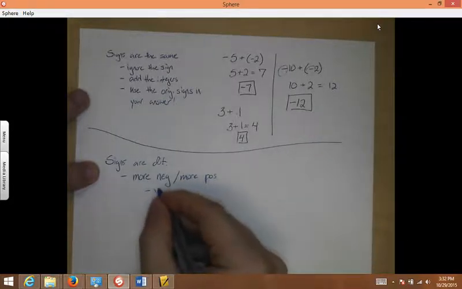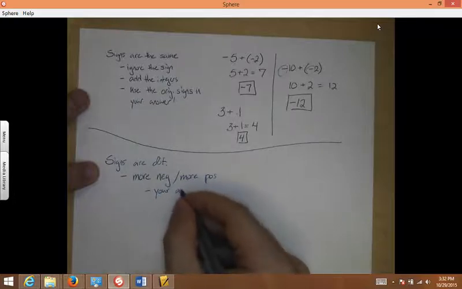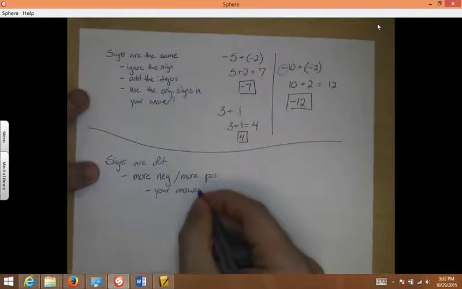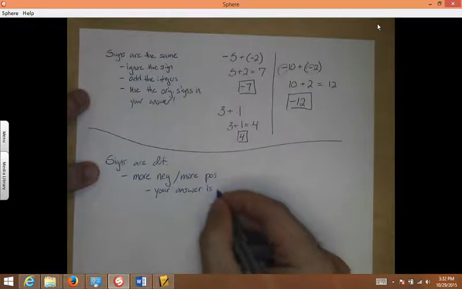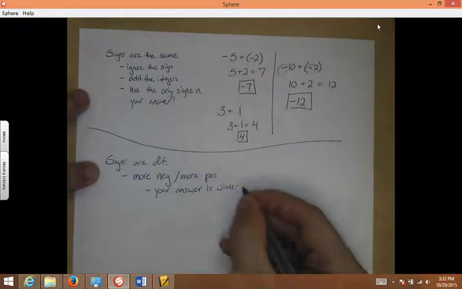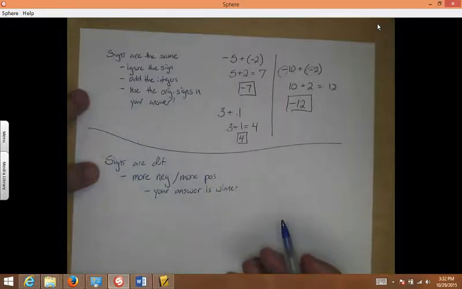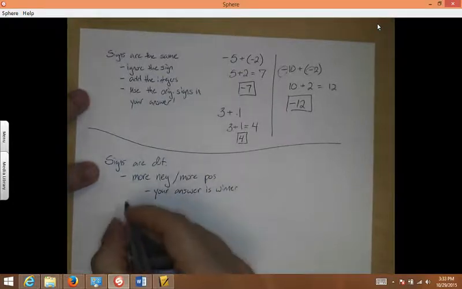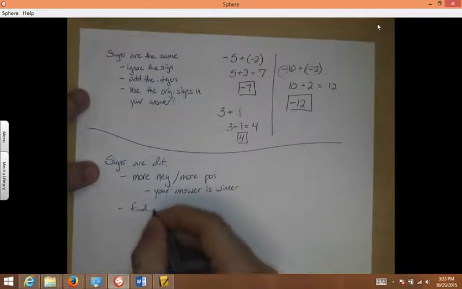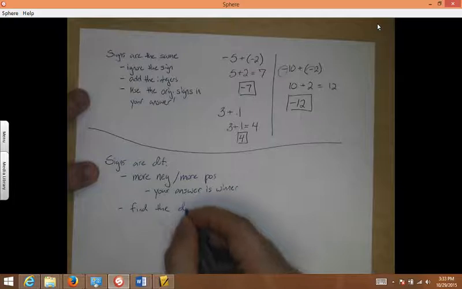So, think of it like a battle, and your answer is the winner. So if you got more negative, your answer is going to be negative. You got more positive, your answer is going to be positive. And then you are going to find the difference.